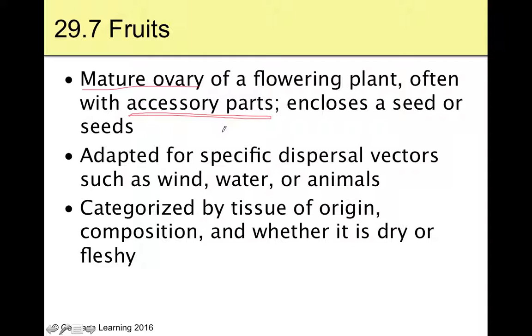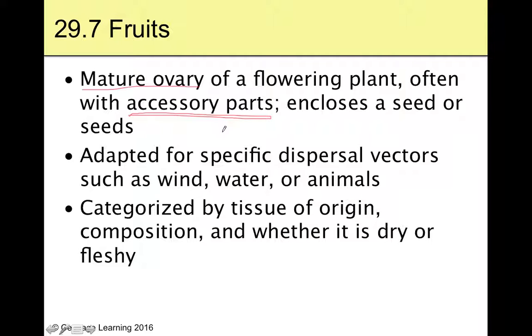Some fruits are dispersed by the wind, and the seeds are dispersed by the wind. Others are dispersed by water. And some, the ones that you and I are most interested in, are dispersed by animals. But even that doesn't necessarily mean that they're dispersed by animals because we're eating them. There are other ways that animals can disperse a fruit. So they're categorized by a few different things. Fruit names are convoluted and pretty crazy.